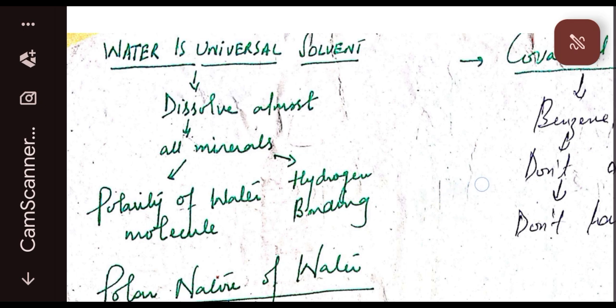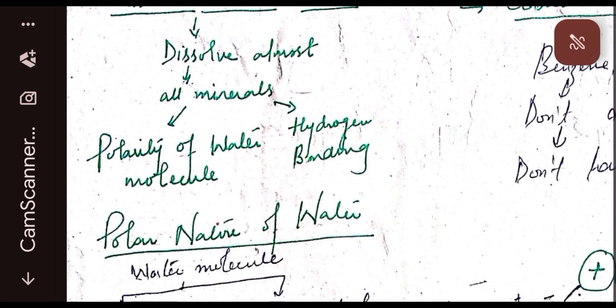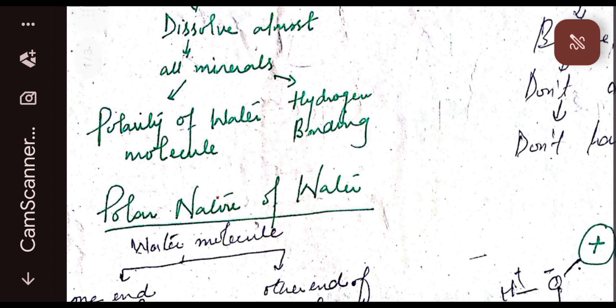Today we'll discuss water and its properties. The major property is that water is a universal solvent. Water is a universal solvent because it can dissolve almost all types of minerals, and this is due to two major properties of water. One is the polarity of the water molecule, and the other is hydrogen bonding.